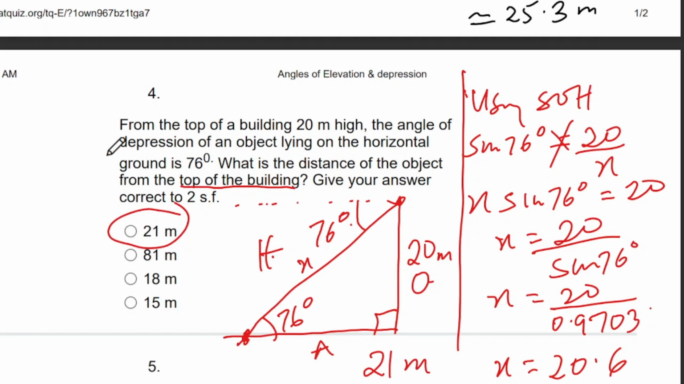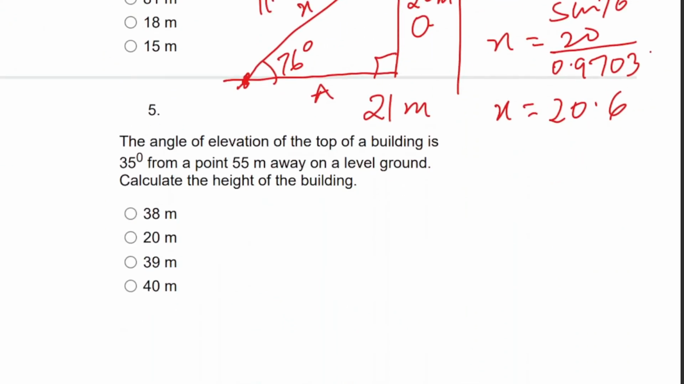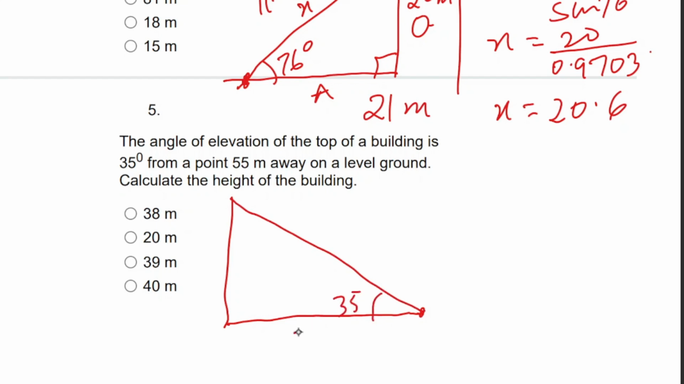All right, so moving gradually. So question 5, the last question we have here. The angle of elevation of the top of a building is 35 degrees. So we have a building, from a point 55 meters away. So this is the point. You're looking at the top. It's 55 meters away. And then we calculate the height of the building.